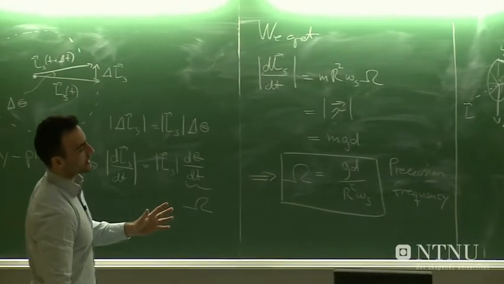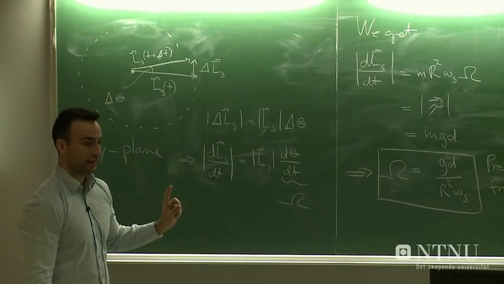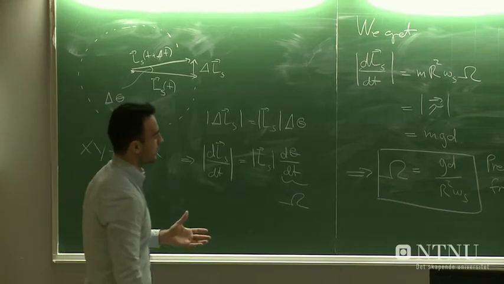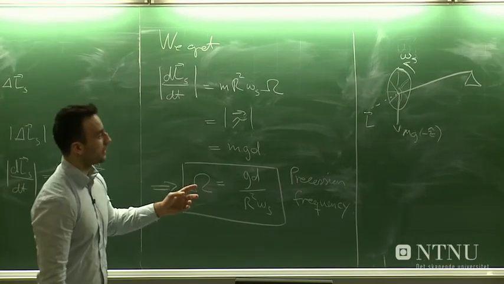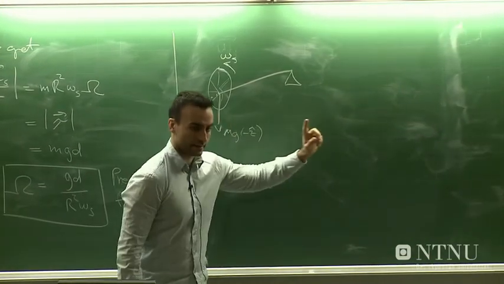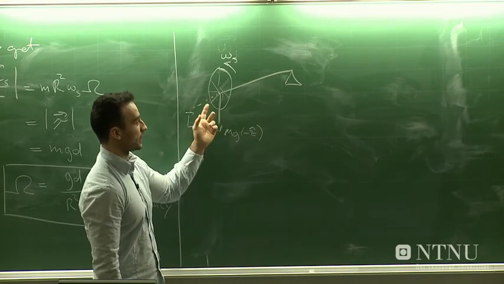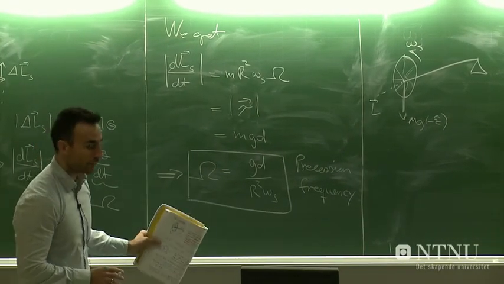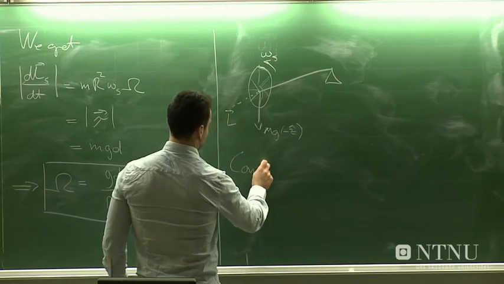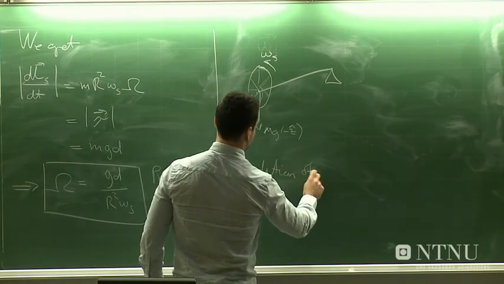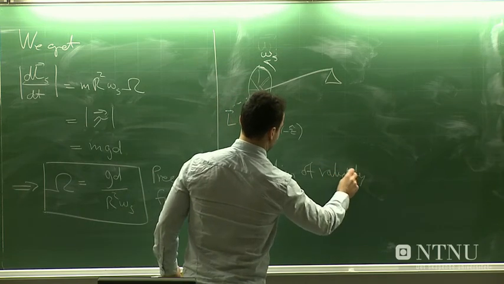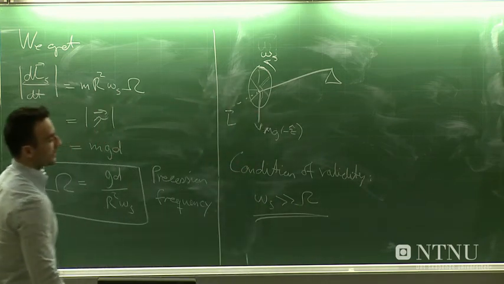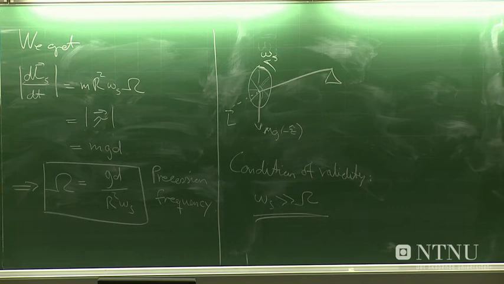So what we have assumed here is that this precessional motion is sufficiently slow that we can neglect the angular momentum originating from it. Basically, if this omega is sufficiently small, then the angular momentum due to this motion will also be small compared to the angular momentum from this spin. So in other words, this analysis is only valid if omega s is much greater than this precessional frequency.